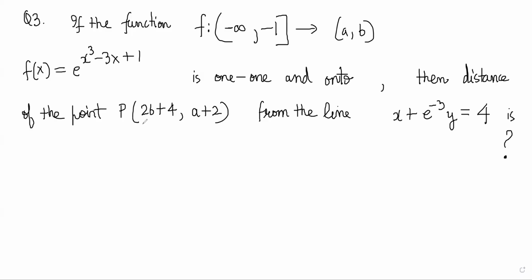So second part of the question will be easy if you can find a and b, right? Yes. That is just a simple distance of a point from a line, right? Yes. The main thing in the question is to figure out what is a and b, right? Yes. That you have to figure out from this fact and the fact that it is 1, 1 and onto, right? Yes. What is the meaning of onto function?